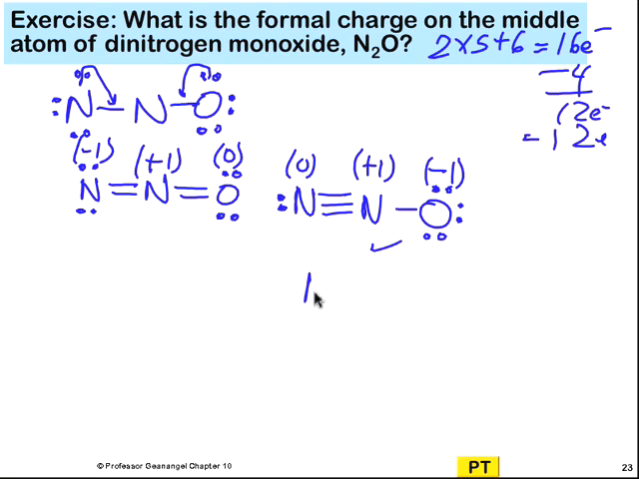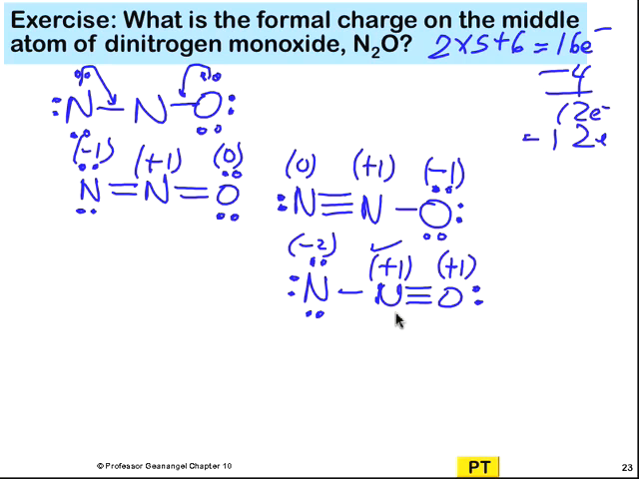There's one more that I can draw that has all octets. This one has a single bond between the nitrogens and a triple bond between the nitrogen and the oxygen. That makes this oxygen +1 formal charge. It makes the nitrogen in the middle +1, and this nitrogen on the end -2. Will that contribute very much to the resonance hybrid? No, it's a bummer. It won't make a significant contribution.